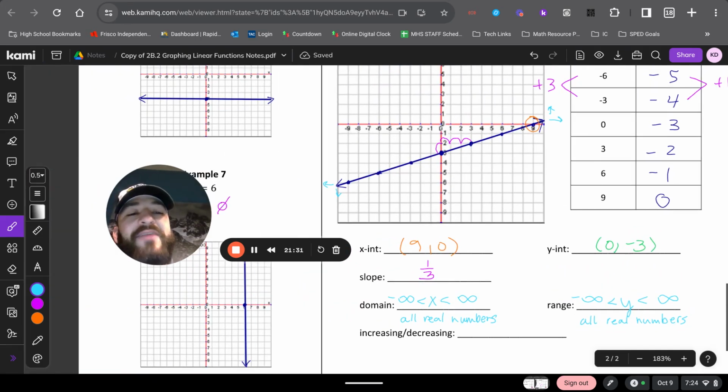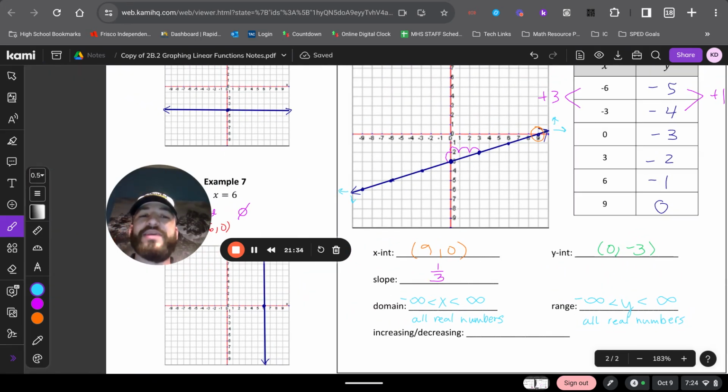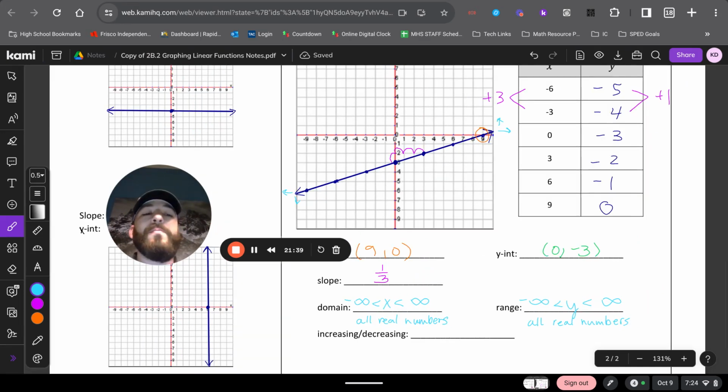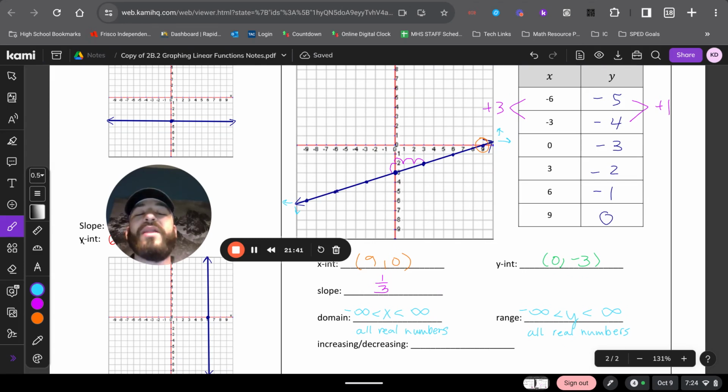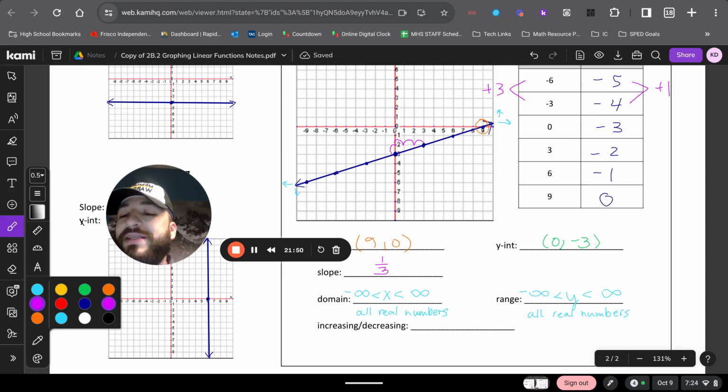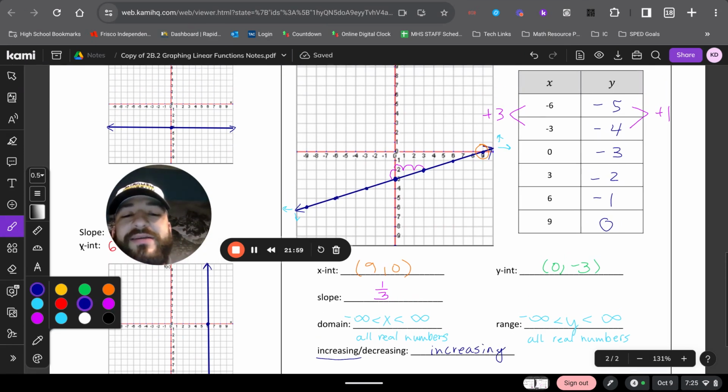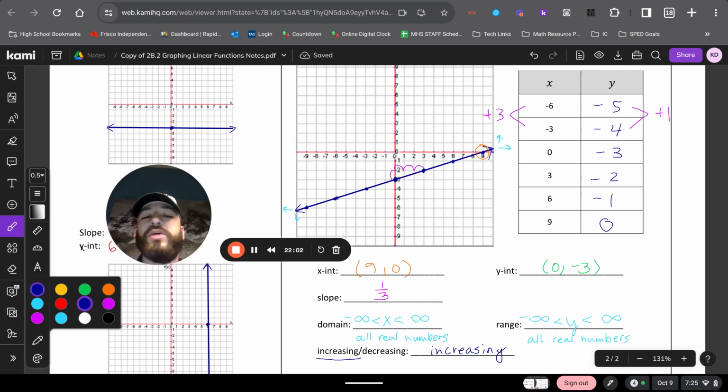Now, the last key feature that we've talked about before is increasing or decreasing. We've kind of coincided this a bit with slope, but let's just make sure we're all on the same page. As I go left to right, that's what I think about with increasing and decreasing. From left to right, my linear function does go up in value, which means it is increasing. Our slope value should always tell us if we are increasing or decreasing. Our slope is a positive 1/3, so that means we are going to increase.